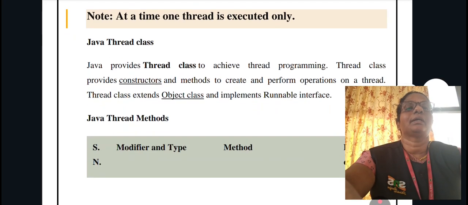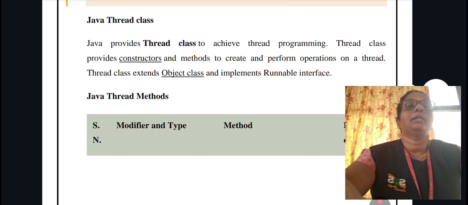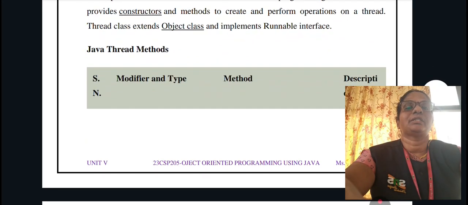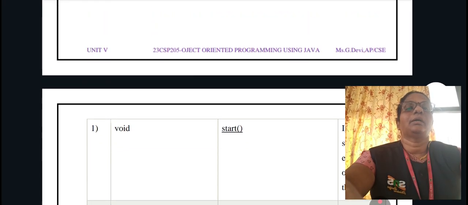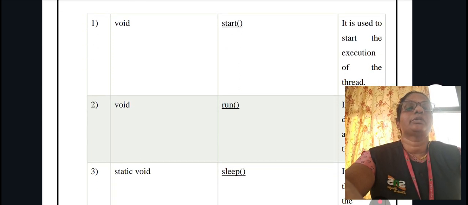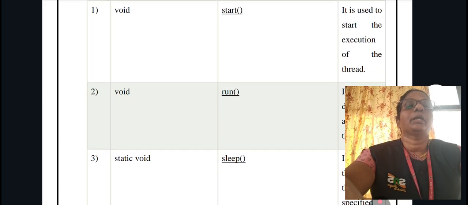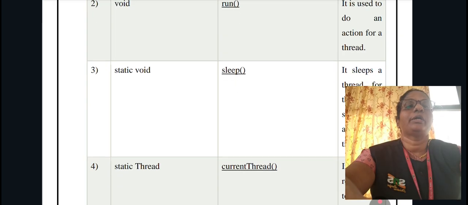Now the Thread class. In Java we use class-based code: first we create a class, which is a collection of objects. The Thread class provides constructors and methods to perform operations, and it implements the Runnable interface. There are many methods, such as void methods with void as the return type. The start method is used to start the execution of the thread, and the run method is used to perform an action for a thread.